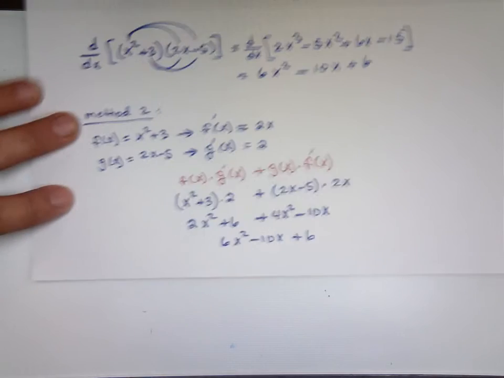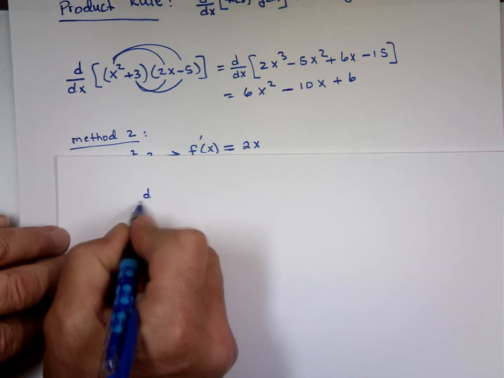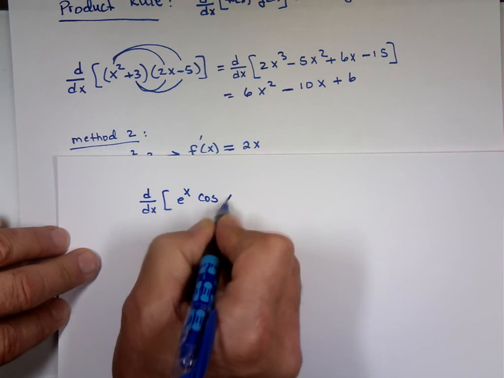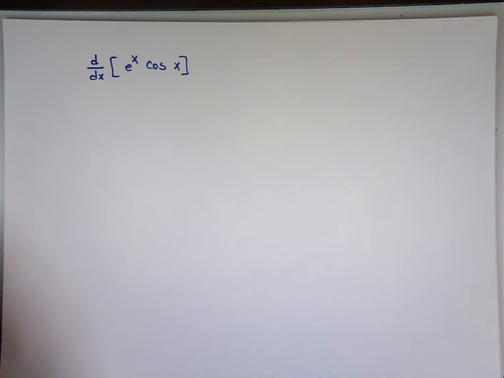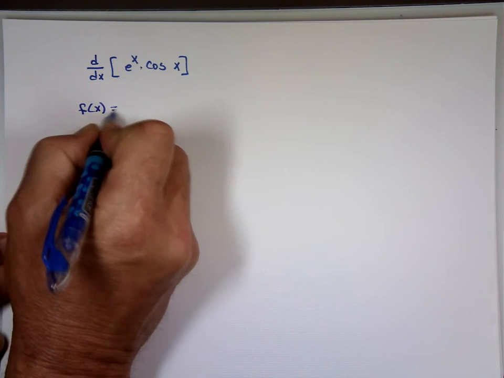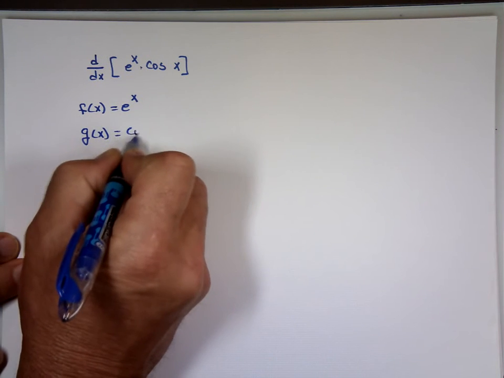Like what? Like the next example I'm thinking about in my head here. The derivative of e to the x times cosine of x. I can't simplify that. So I have e to the x times cosine of x. So I have to use the product rule. I'm going to let the first one be f of x, and the second one, the g, will be cosine of x.